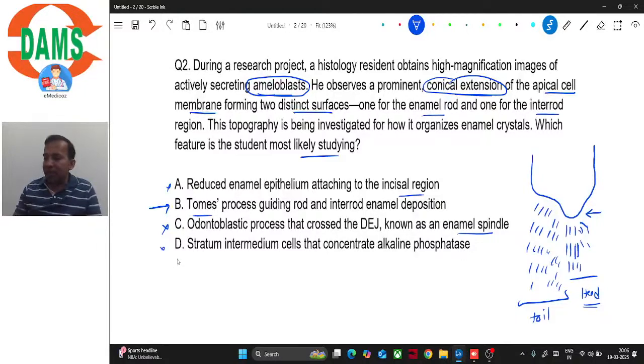And option D, stratum intermedium cells that concentrate alkaline phosphatase. Again, these are located proximal to the ameloblast. These are not ameloblasts, right? So option B is the correct answer. Very good, Bhavna.